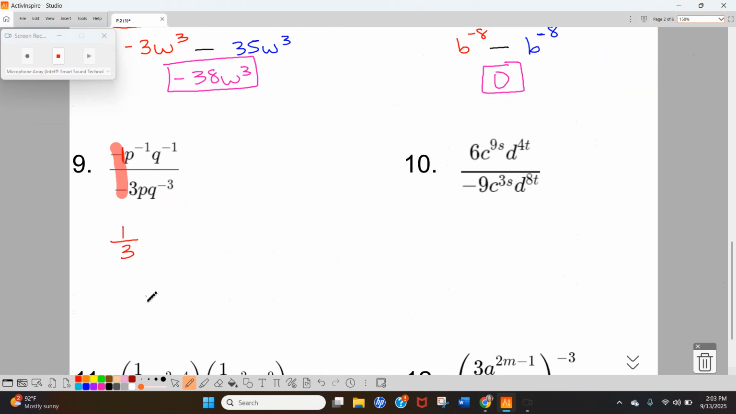All right, for the p's, you're going to have -1 minus 1 if you subtract. So p to the -2, which would put it in the denominator as a positive p squared. For the q's, you have a -1 minus -3. So that ends up being -1 plus 3, so q to the +2, so that goes on top. Now that 1 that's up there with that q squared is not necessary, but you don't have to go back and erase it.